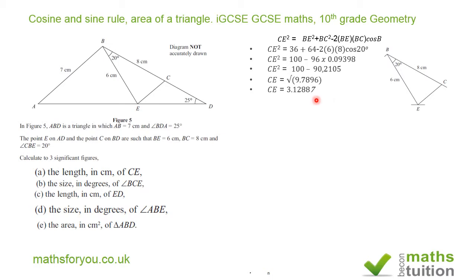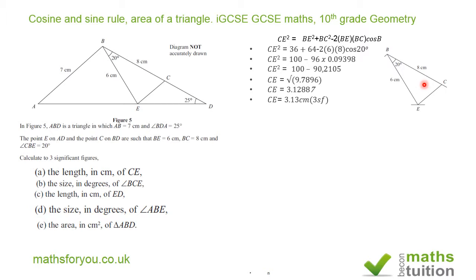CE will then give us 3.12887. Now, because we want the answer to 3SF, and the fourth significant figure is more than 5, that will go up to 3. So CE then becomes 3.13 centimeters to 3SF.